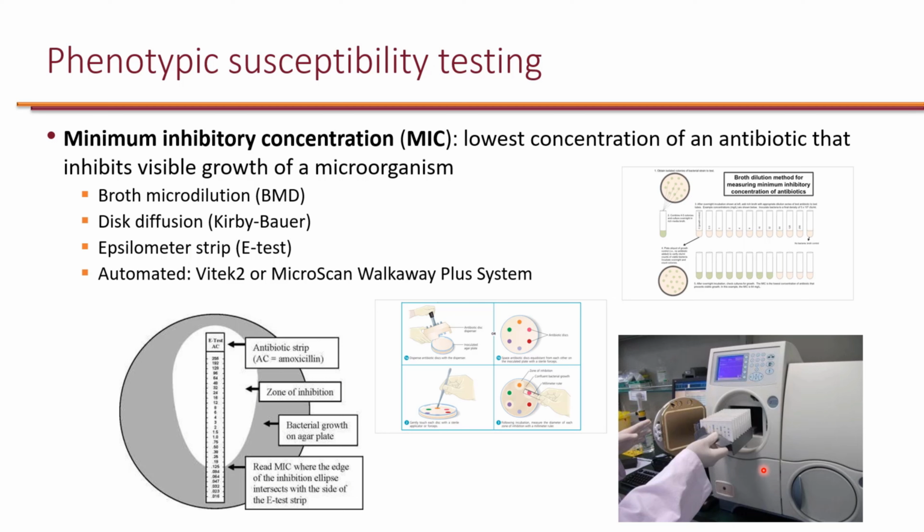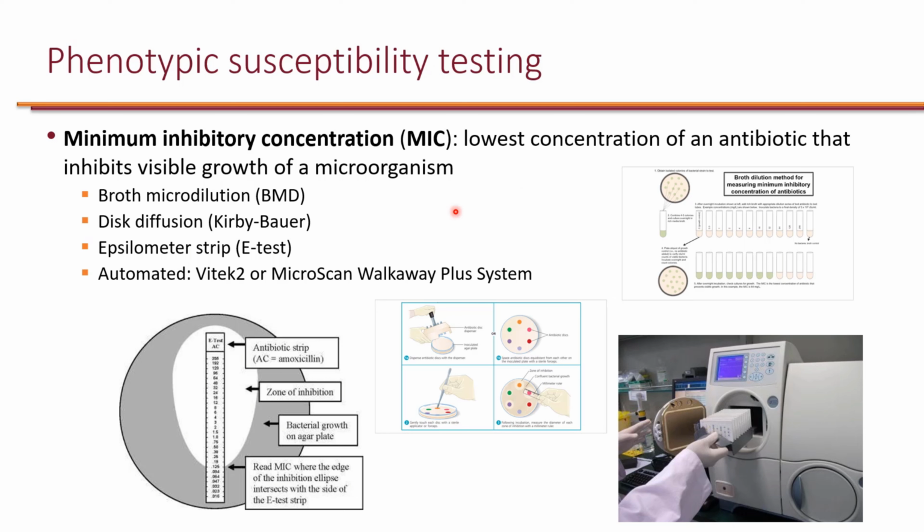When it comes to phenotypic susceptibility testing, the concept of MIC is extremely important. MIC stands for minimum inhibitory concentration, and it is the lowest concentration of an antibiotic that inhibits visible growth of a microorganism. That's why we say a phenotype is what actually appears. It will be visible to the human eye. That's to distinguish it from genotypic susceptibility testing. Regardless of what resistance genes may be present in an organism, the minimum inhibitory concentration just shows you the minimum concentration to inhibit growth of the organism.